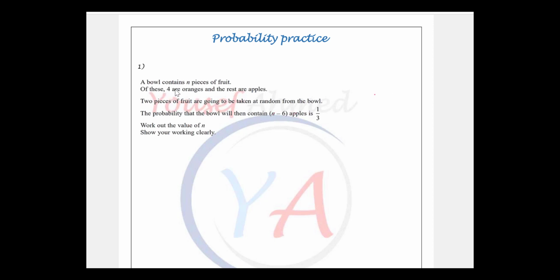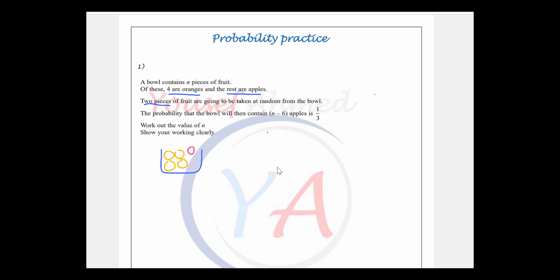A bowl contains n pieces of fruit. Of these, 4 are oranges and the rest are apples. Two pieces of fruit are taken at random from the bowl. So if we have the bowl here, there are 4 oranges, and the rest are apples.